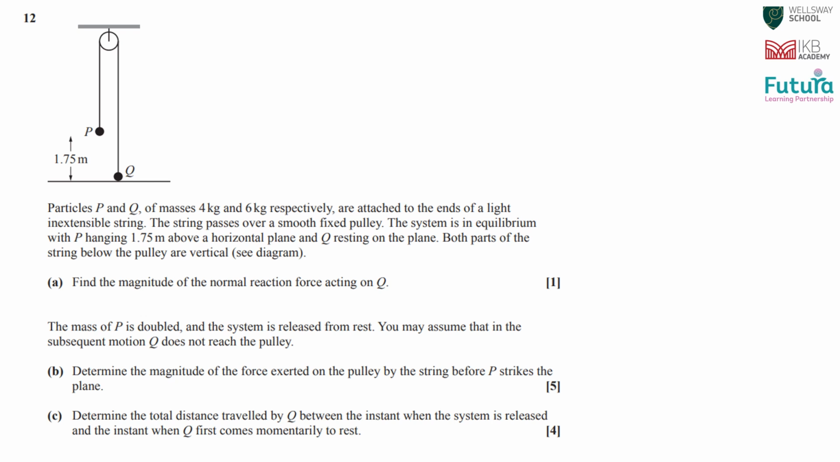Okay, part C of this question. Determine the total distance travelled by Q between the instant when the system is released and the instant when Q first momentarily comes to rest. So with this kind of problem, we need to think of it being in 2 stages. So I'm going to write out SUVAT twice, and then we'll talk about what those 2 stages are.